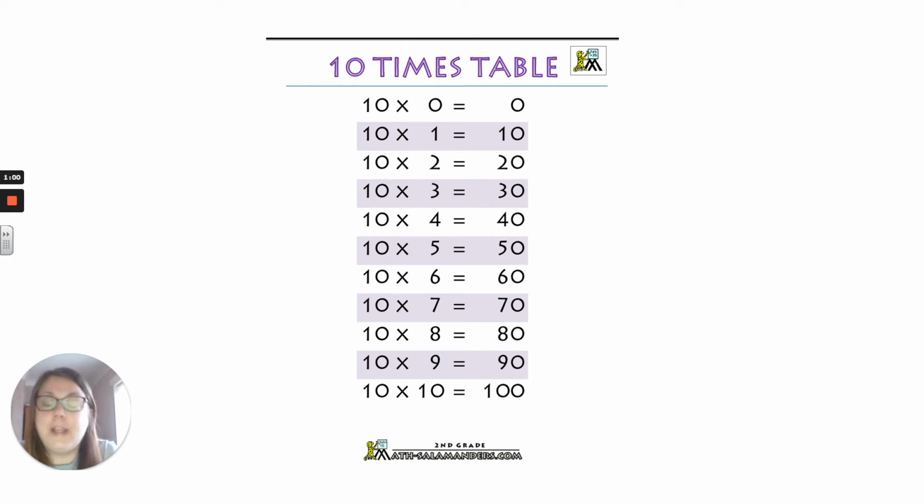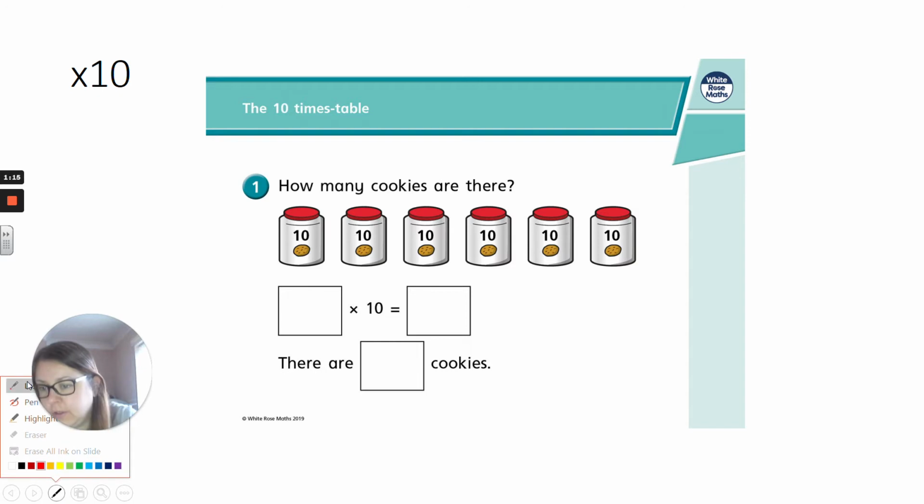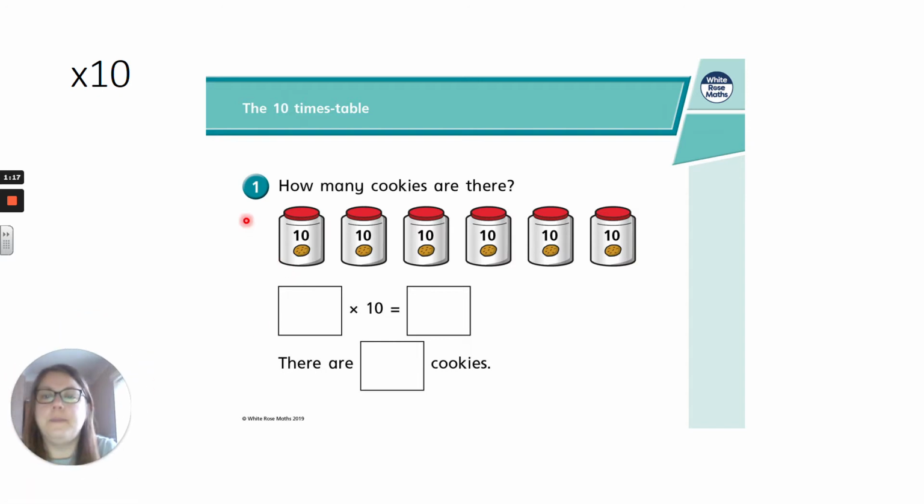So it's just like counting in tens, isn't it? Okay, but if we know we've got 5 lots of 10, then we go 10, 20, 30, 40, 50, and we can use our fingers to help us with that. So let's have a look at this question then. Let me put my pen on so I can point to it. Okay, so how many cookies are there?